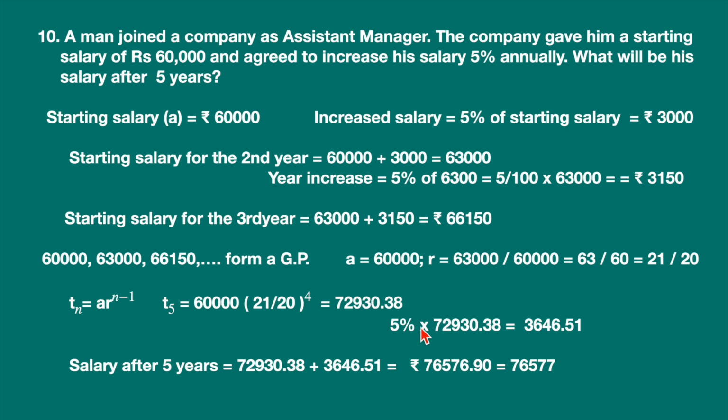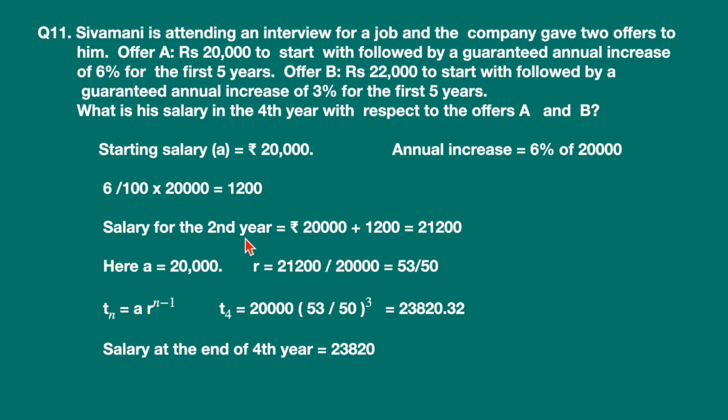So you do 5% of this, you get this value, add it to this fifth year salary. So after 5 years, his salary will be 76,577. Make sure you do all these calculations correctly in the rough paper. Do not make any careless mistakes here.